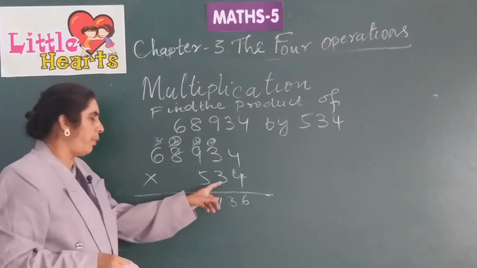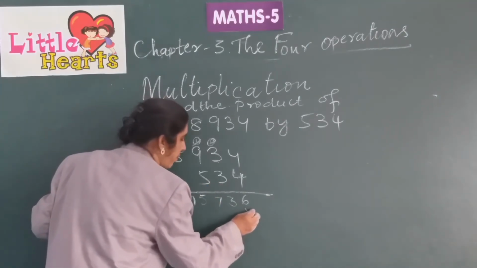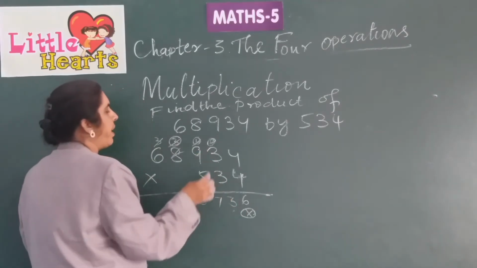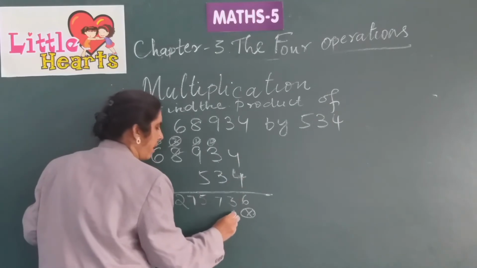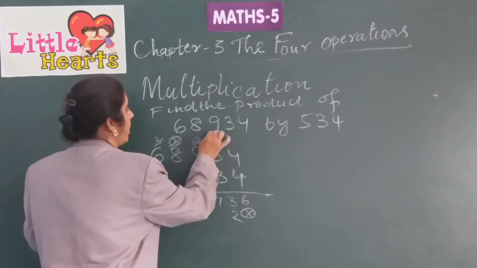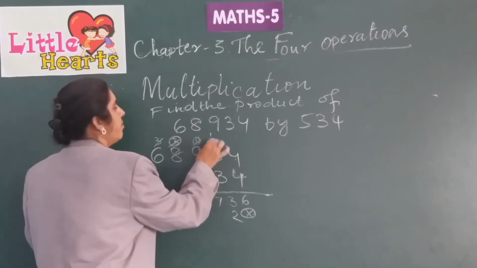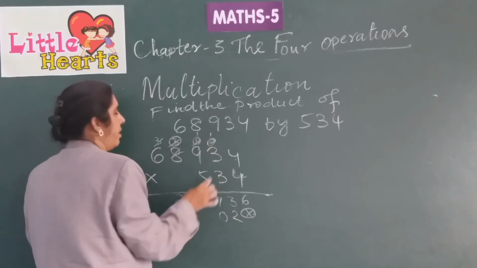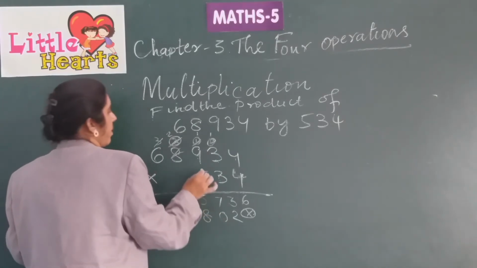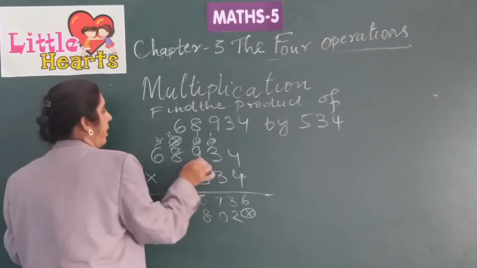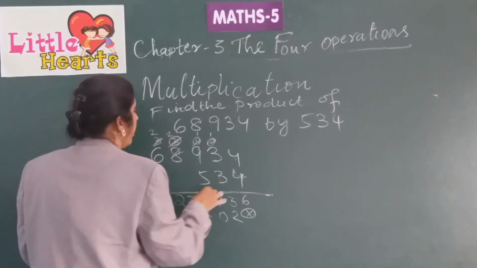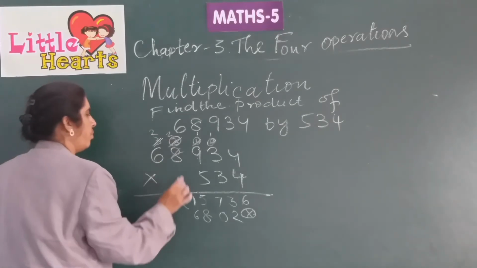Now go with 3, the tens place digit. Start from the tens place itself. Put the answers from the tens place when you multiply with the tens place digit. 3 4s are 12, carry 1. 3 3s are 9, plus 1, 10, carry 1 here. 3 9s are 27 plus 1, 28. 3 8s are 24 plus 2, 26, carry 2 here. 3 6s are 18 plus 2, 20.